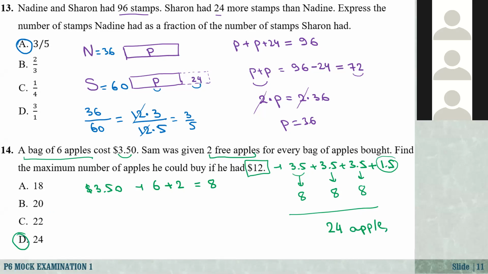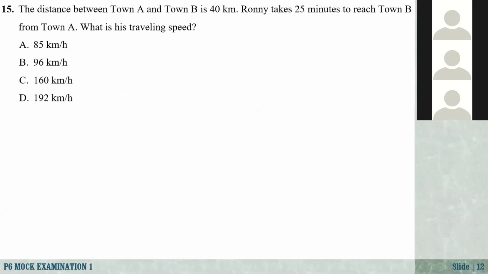Ali Tayyip, it's your turn. Read question 15. The distance between town A and town B is 14 kilometers. Run takes 25 minutes to reach town B from town A. What is his traveling speed?